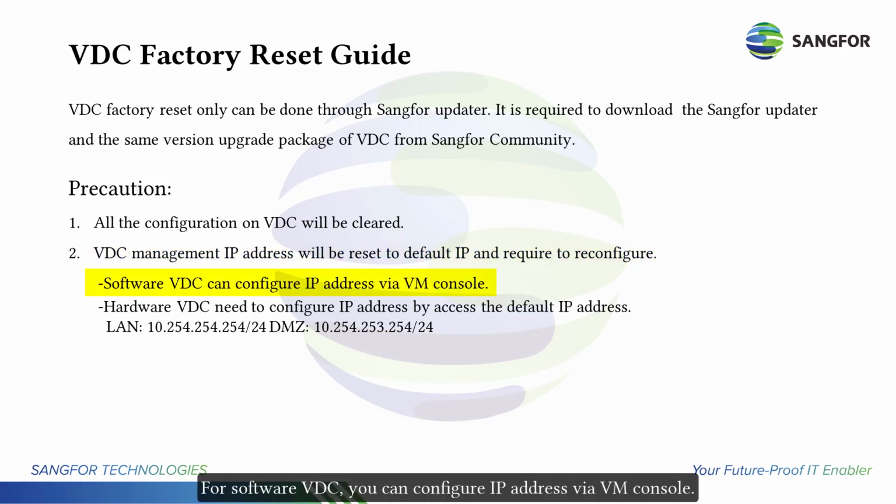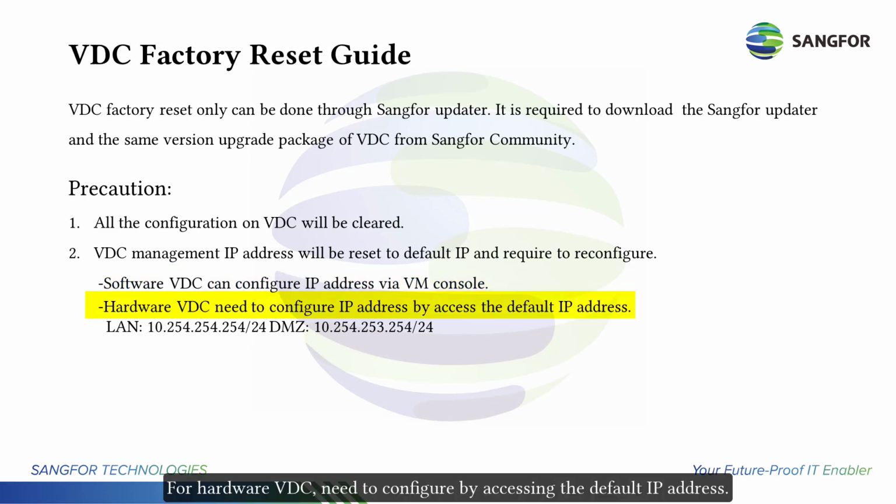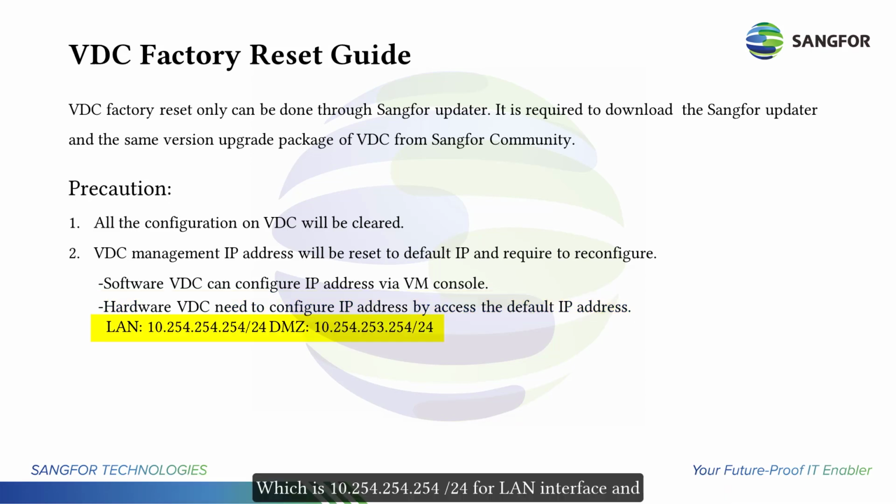For Software VDC, you can configure the IP address via the VM console. For Hardware VDC, you need to configure it by accessing the default IP address, which is 10.254.254.254/24 for the LAN interface and 10.254.253.254/24 for the DMZ interface.